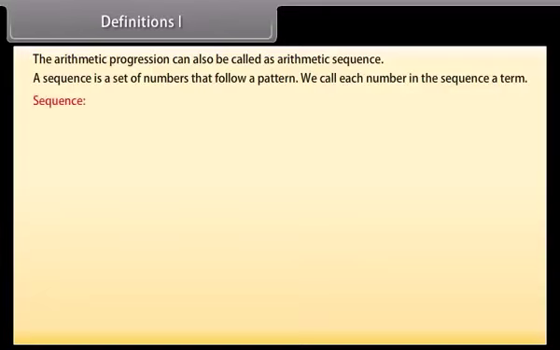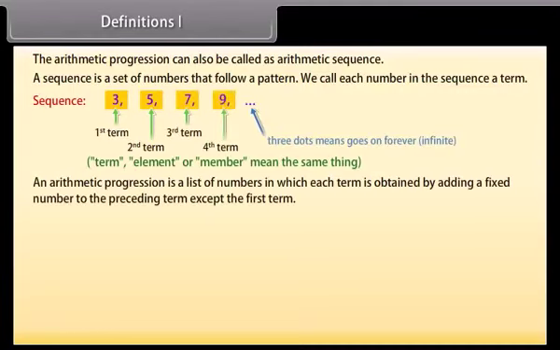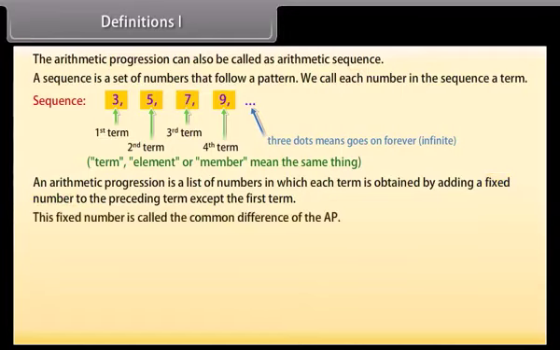Look at this example of a sequence. This is the first term. This is the second. This is the third, and so on. An arithmetic progression is a list of numbers in which each term is obtained by adding a fixed number to the preceding term, except the first term. This fixed number is called the common difference of the AP.